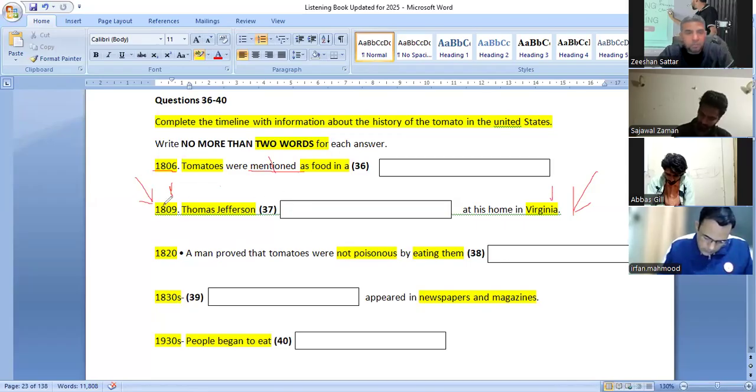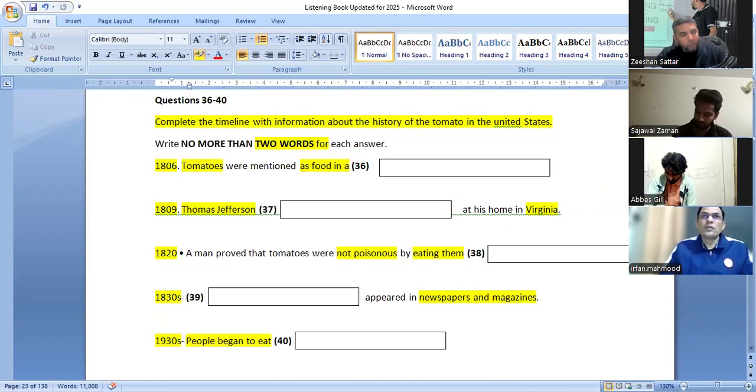It wasn't until the 1700s that tomatoes became part of the daily diet in Britain. Before you hear the rest of the talk, you have some time to look at questions 36 to 40 on page 167. Get ready. Test is working. Shabash. Very good, bachcho.